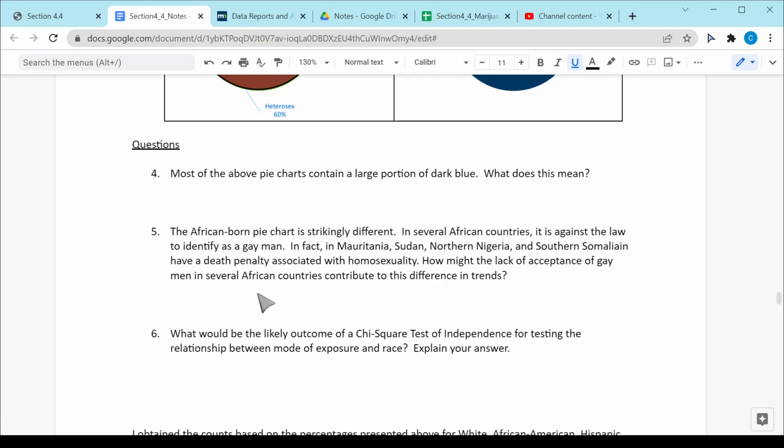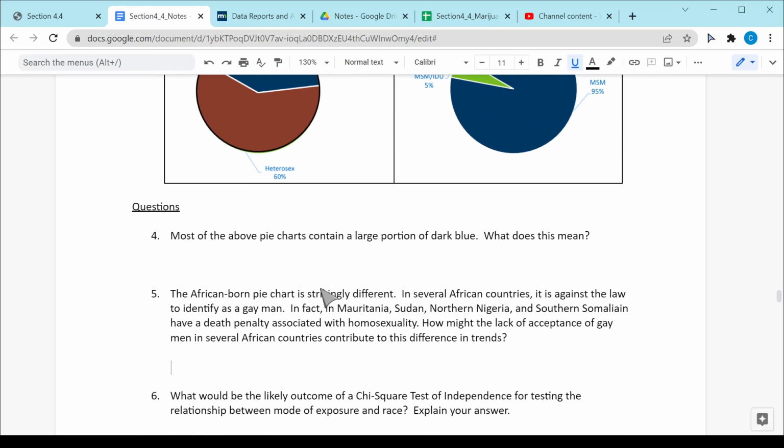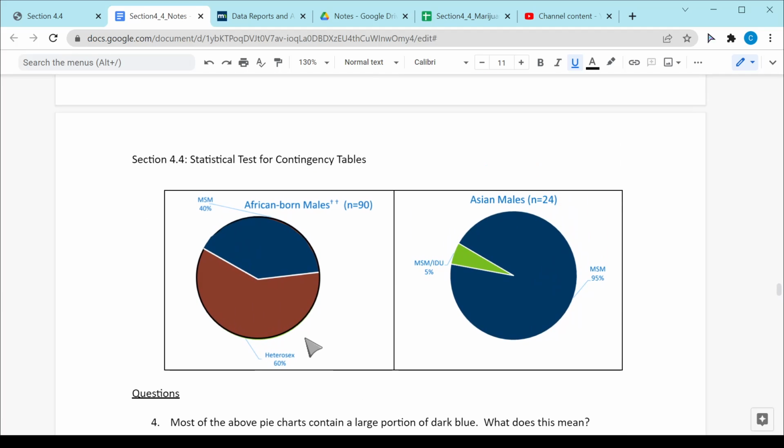In several African countries, it's against the law to identify as a gay man. In fact, in some areas, you can actually be sentenced to death for being a homosexual. So maybe that is playing into why African-born males are reporting a very different way they supposedly got HIV. They might be very afraid to say that they got it through having sex with other men. Or it might be that they're not getting HIV that way. We don't really know which is the case here.